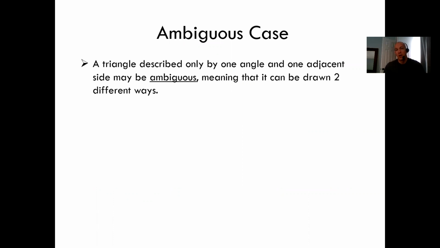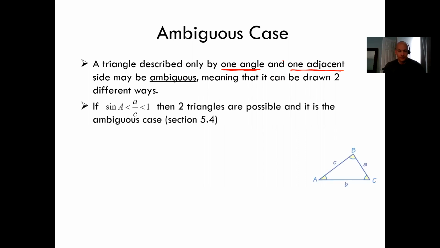So a triangle described by only one angle and one adjacent side. So that's key here. One angle and one adjacent side here may be ambiguous. So it can be drawn in two different ways. So what we have is a situation like this. If we have a triangle down here that looks like this, so this is the notation I'm using. Again, they could be any letters you want, but if sine of A is less than a over c is less than 1, then two triangles are possible and it's ambiguous. So this is a nice little formula we can use to check if our triangle is unique or not.